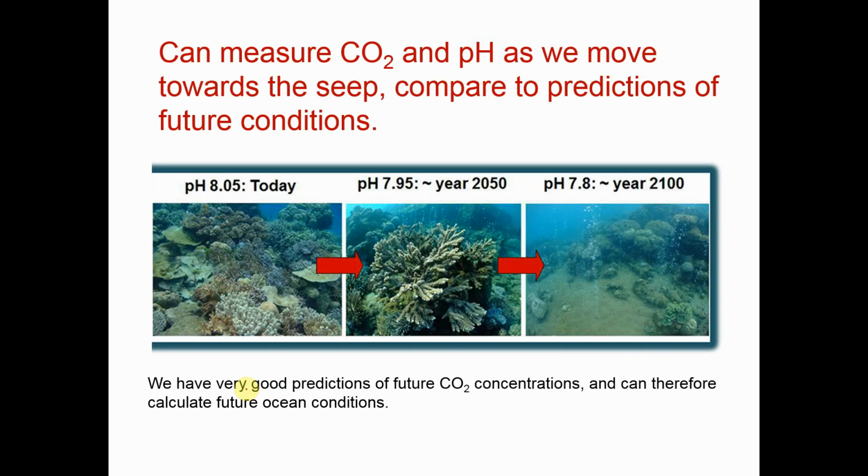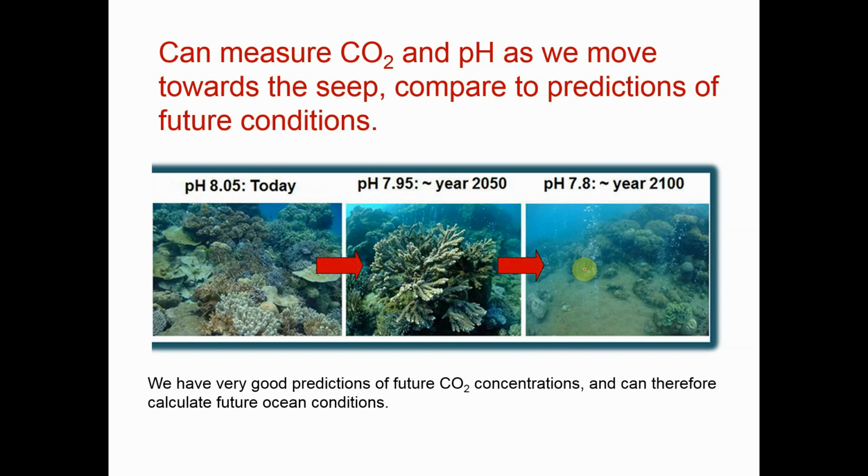And we can actually measure CO2 and pH as we move towards or away from the seep and compare what we find to predictions of future ocean conditions. So here we have a situation where we're starting away from a seep and moving towards a seep. If we start a long way away from the seep, we measure the pH, it's about 8.05, which it is today. We then move slightly closer to the seep. We now find the pH is 7.95, which is what we're expecting the ocean pH to be in the year 2050. We can see we've lost a lot of the basic coral diversity, and we've lost an awful lot of the things that we consider sort of iconic species of coral reef.